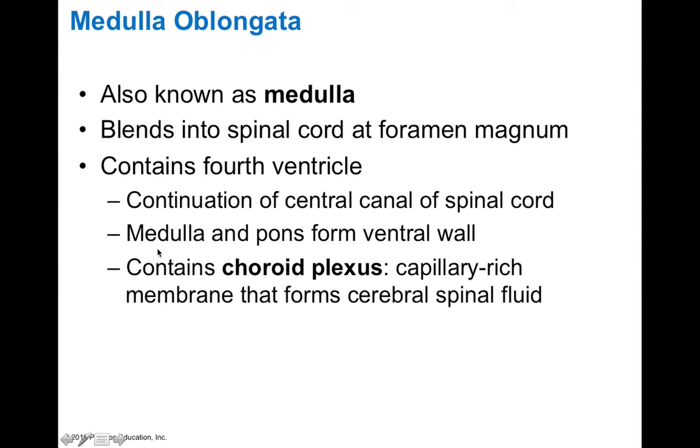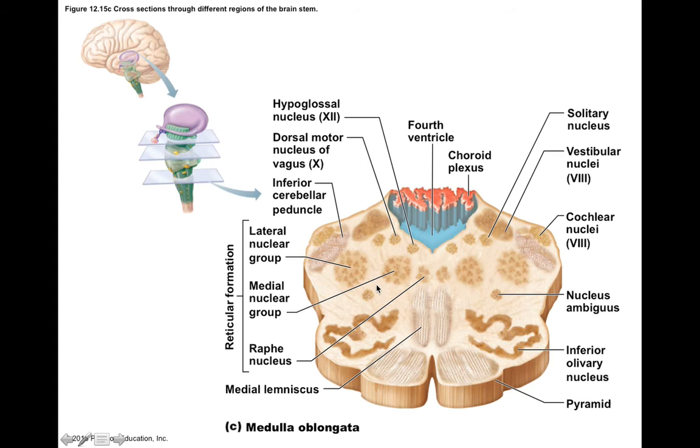Now, the medulla and pons form the ventral wall. And you also find choroid plexus in the fourth ventricle. It's involved with making CSF. Now, if you took a cross-section through the medulla oblongata, you'd find that it contains a lot of different nuclei here. We've got the solitary nuclei, we have the inferior cerebellar peduncles, we have the reticular formation nuclei here as well as the pyramids and the olives that are found on the anterior surface of your medulla oblongata. You see on the posterior side we find portions of the fourth ventricle and choroid plexus, which make CSF.